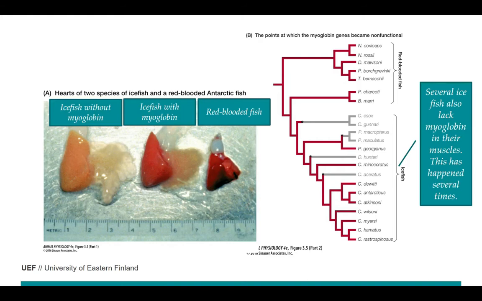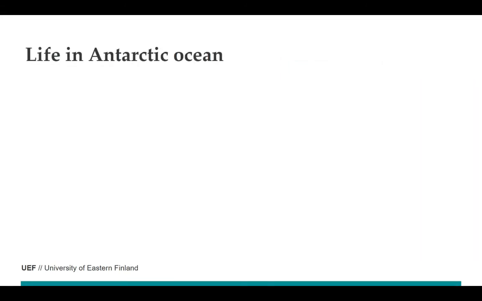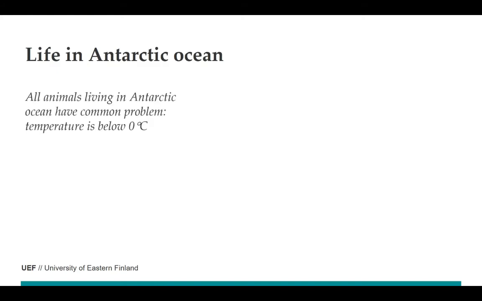Okay, so we can have animals without hemoglobin and without myoglobin, but also only in very specific places on this planet. And the problem actually is that in the Antarctic Ocean, the temperature is minus 1.5 degrees Celsius, so it's below zero.